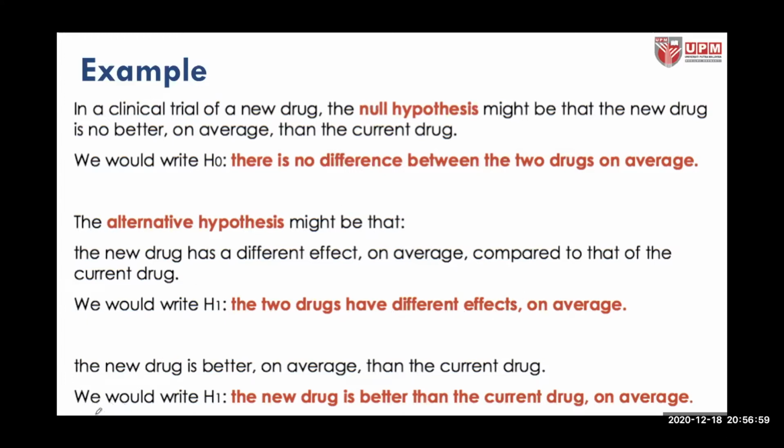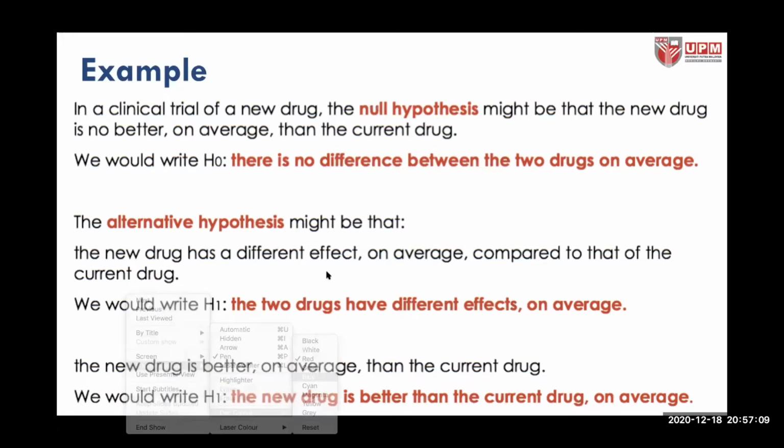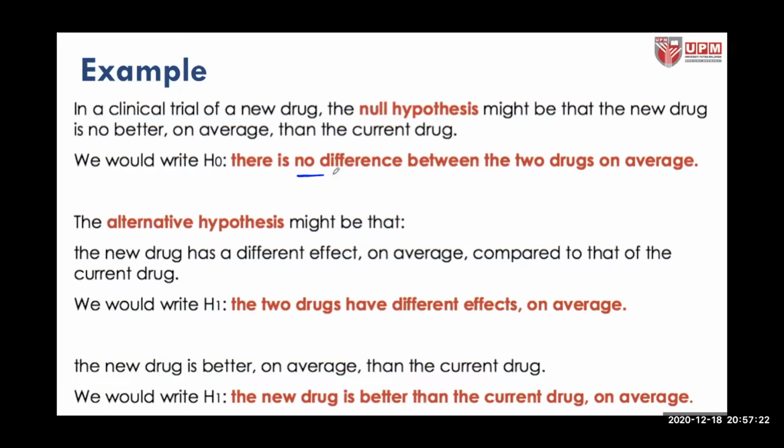You can see from the two, let me just try to use a different color. Because it is red here, we use blue. So you can see here, there's the opposite. The first one, the null hypothesis, there's no difference. And the alternative hypothesis is that they have different effects. So because this is the opposite, right?